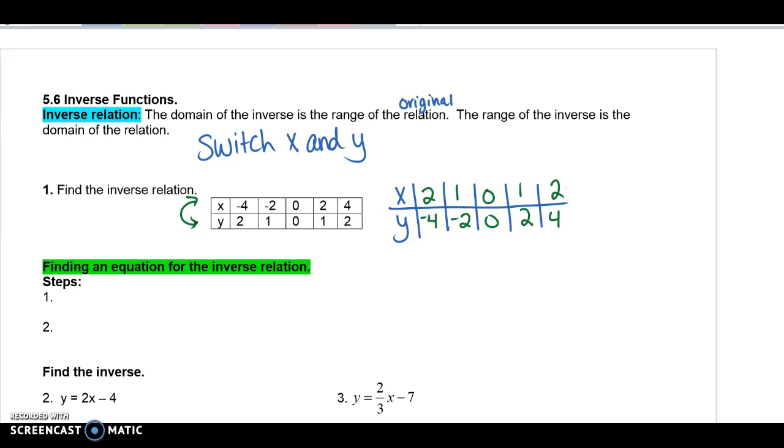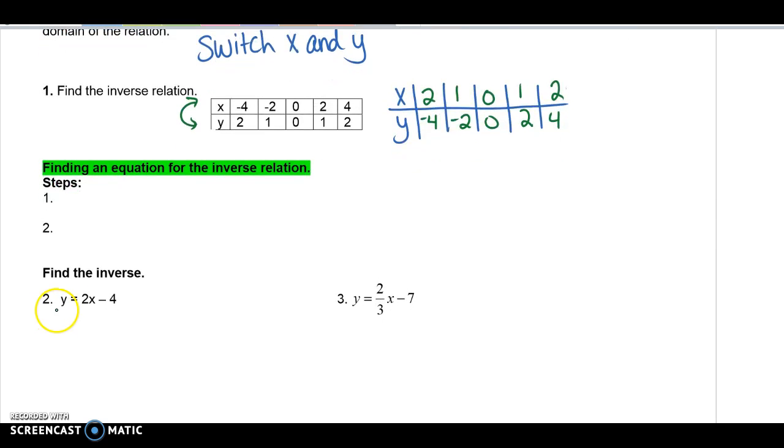The steps for finding the equation of an inverse relation. If I ask you, here's this equation, y equals 2x minus 4, we need to find the inverse. We need to find the equation that switches the x and the y's. So your first step is to switch the x and the y. This is sometimes called inverting the equation. Step 2, then, is to solve for y. Get y on a side by itself.